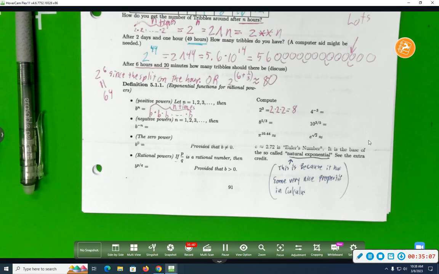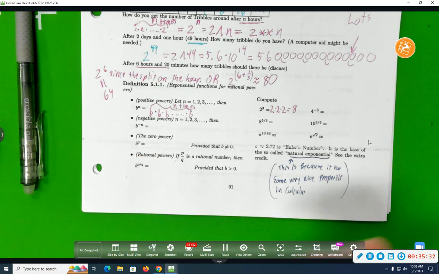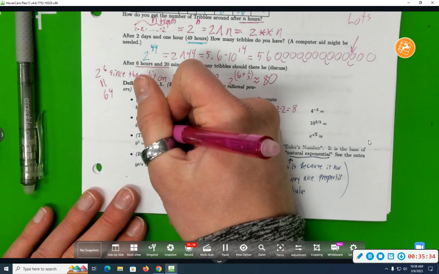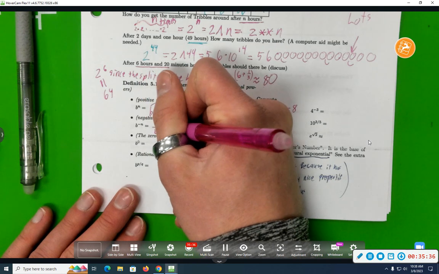Negative powers. Let's think about negative powers like this. If you raise 2 to a positive power, that means you multiply by 2 that many times. Raising to a negative power should be like the opposite. What's the opposite of multiplying by 2 a bunch of times? Dividing by 2 a bunch of times. Or b, for any b. If you have b to the power of negative n, that should be the same thing as dividing by b a bunch of times.